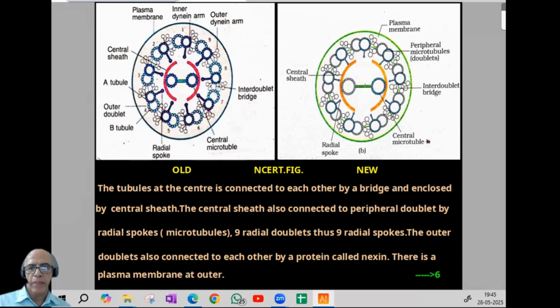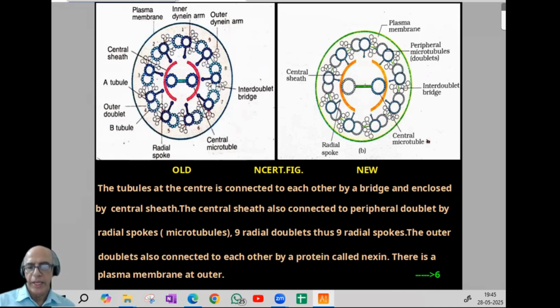Now again, 2 diagrams, old and new NCERT comparison. Then structure explained: 9 radial spokes, 9 peripheral doublets, so totally 9 radial spokes. Then the doublets are connected to each other, like A and B, you can find in the diagram. A of one will be connected with the B of the other. That way it is linked.